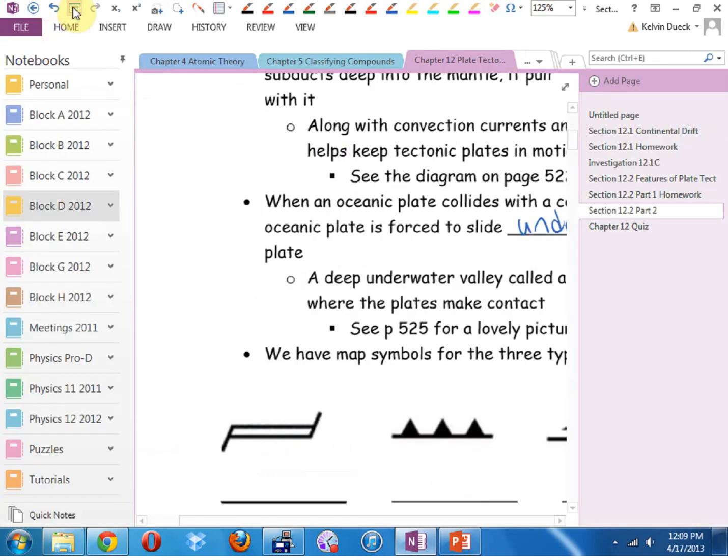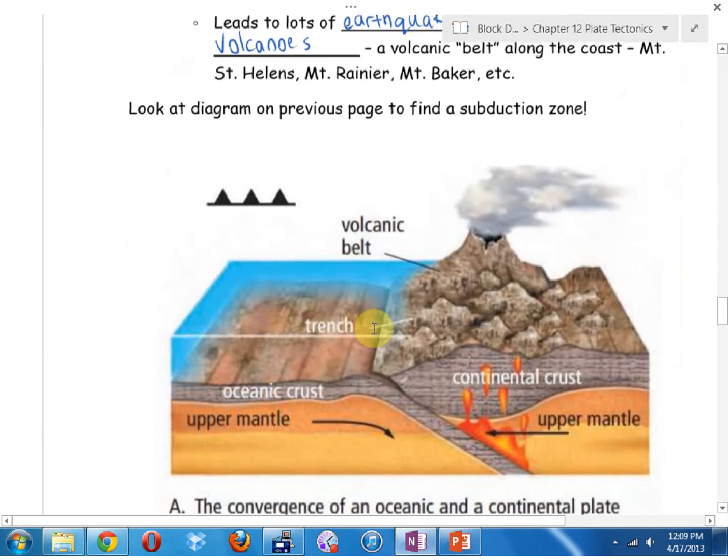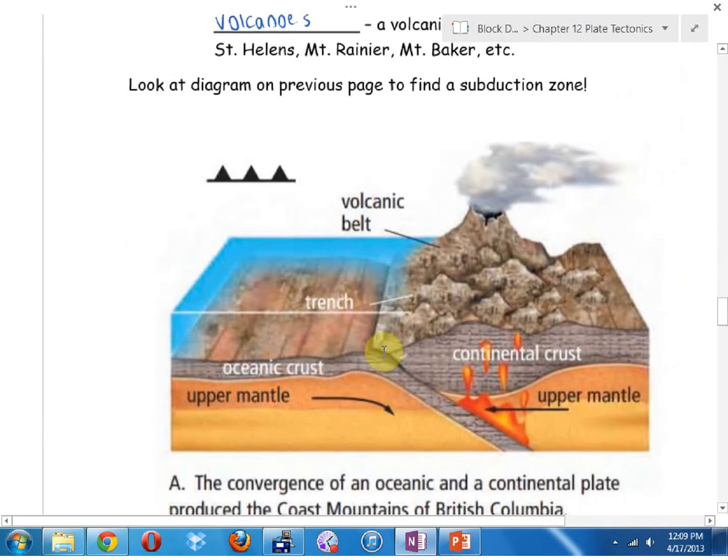And I think I have one in your notes from last day as well in color. I think the one from page 525. Yeah, there you go. There's a trench right there. So you have an oceanic plate right here, a continental plate right here. The oceanic plate is being forced underneath, and right around here, some kind of an underwater trench will be formed.